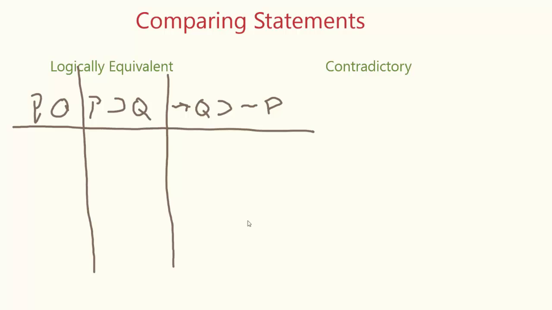So we only have two propositions, two simple propositions, P and Q. So that means we're going to have 2 to the second power number of rows, which is 4. So TF, TF, T, T, F, F.